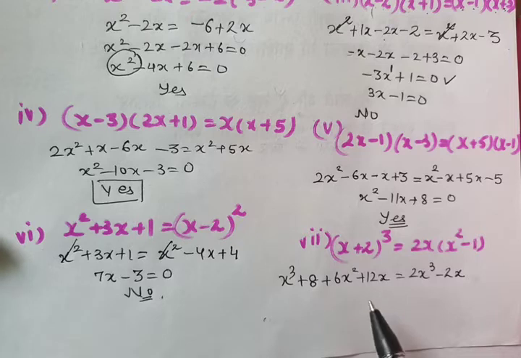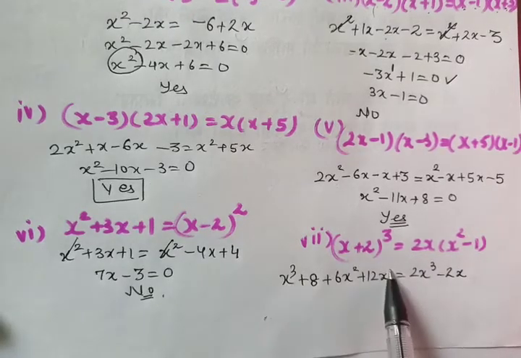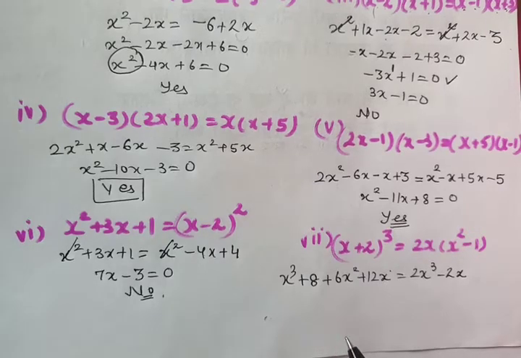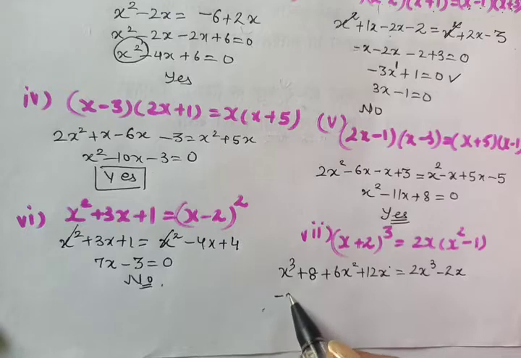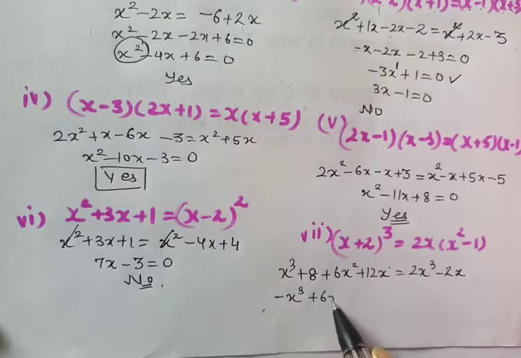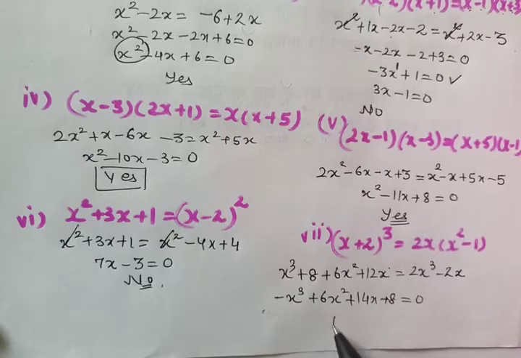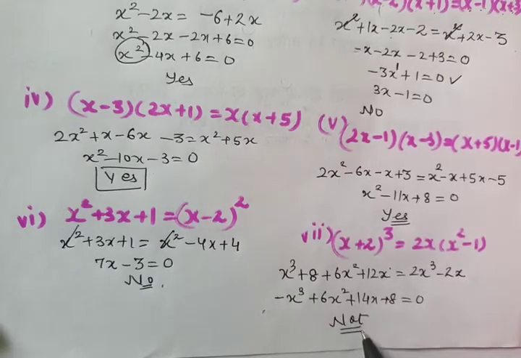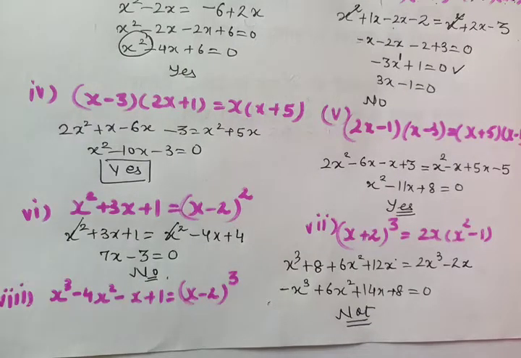Now clearly by observing, it is not a quadratic equation, because here it is x cube, here it is 2x cube. But still we need to solve it, and when we bring everything on the left hand side, we are left with minus x cube plus 6x square plus 14x plus 8 is equal to 0, and clearly it is not a quadratic equation. And now we have come to the last part.